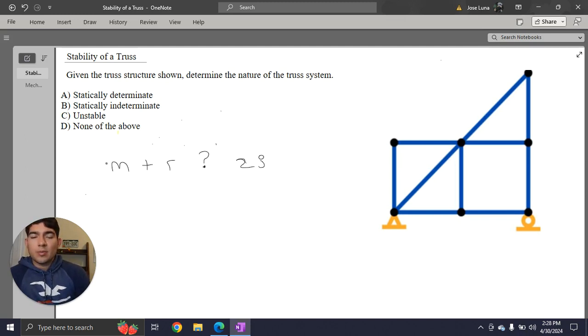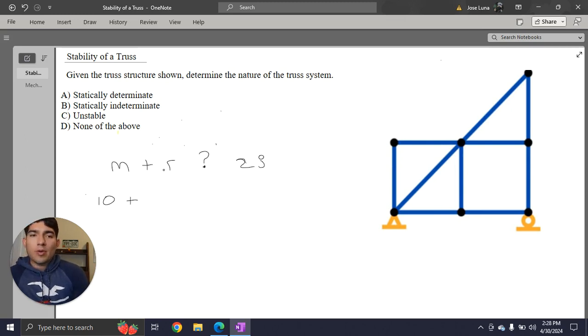So let's just use the formula to conduct the analysis. So m is going to be the number of members that we have in the truss. In this case, we have 1, 2, 3, 4, 5, 6, 7, 8, 9, 10 members. So that's the first part of our formula already filled in.